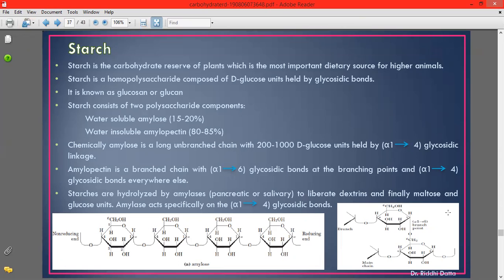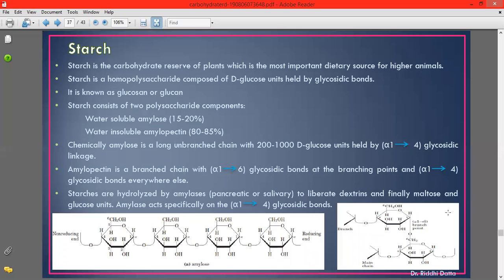Okay, અને insoluble જે છે that is a branch chain with alpha 1 to 6 glycosidic bond at the branching point and alpha 1 to 4 glycosidic bond everywhere else. Okay, તો અમુક સળંગ હશે ને અમુક બ્રાન્ચ હશે, જે આગળની સ્લાઇડમાં મેં તમને ફિગરમાં બતાવી એ રીતે. ઓકે, તો 80 to 85% વોટર ઇનસોલ્યુબલ શું છે? અમાઇલોપેક્ટિન છે. એટલે જ્યારે સ્ટાર્ચને તમારે ડિઝોલ્વ કરવું હોય તો એ વોટરમાં ઝડપથી ડિઝોલ્વ થશે નહીં. ઓકે, તમે જ્યારે પ્રેક્ટિકલ કરશો એટલે તમને અમે કહીશું.